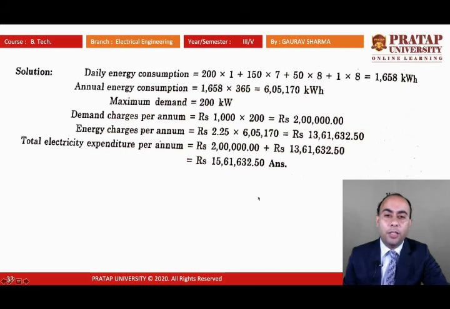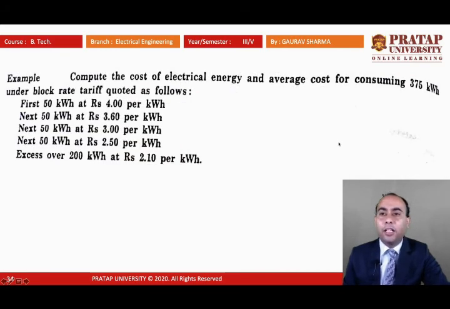We have another example: compute the cost of electrical energy and the average cost of energy for consuming 375 kilowatt hour under a block rate tariff quoted as follows. First 50 kilowatt hour at 4 rupees per kilowatt hour, next 50 kilowatt hour at 3.60 rupees per kilowatt hour, next 50 kilowatt hour at 3 rupees per kilowatt hour, and next 50 kilowatt hour at 2.50 rupees per kilowatt hour. Excess over 200 kilowatt hour is at 2.10 rupees per kilowatt hour.